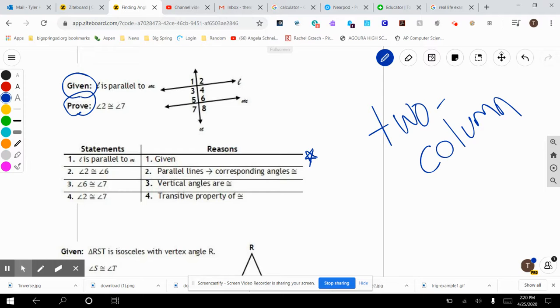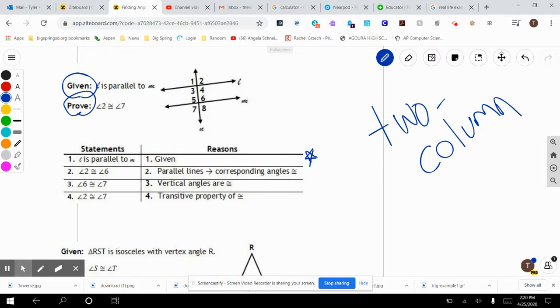So where we go from there is, and we think about this beforehand, how do we get from L is parallel to M to angle 2 has to be congruent to angle 7? When we were going over the vocab, we knew that angle 2 and angle 6 had to be congruent because corresponding angles are always congruent. So that's the second step. Now we know 2 is congruent to 6. We know that 6 and 7 have to be congruent because if you remember, vertical angles are always congruent. So those are two things that we learned that we know are true.